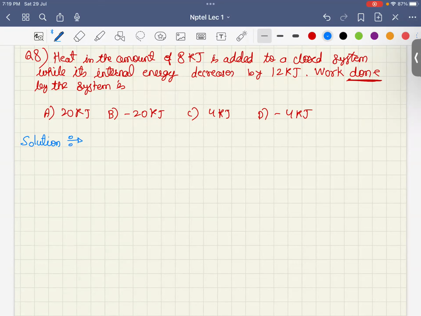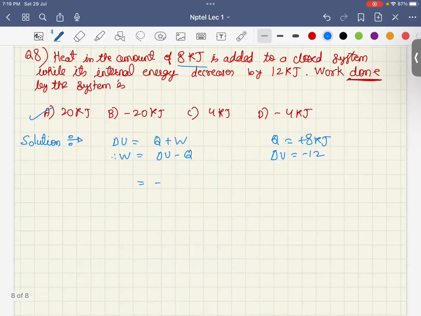The correct answer is option A. It is 20 kilojoule. Why? Here you have to be wary of the convention which we use. We know change in energy delta U is nothing but Q plus W. Therefore, W is delta U minus Q. Here 8 kilojoule of heat is added, that means Q is going to be plus 8 kilojoule, and internal energy decreases, that means delta U is going to be minus 12.